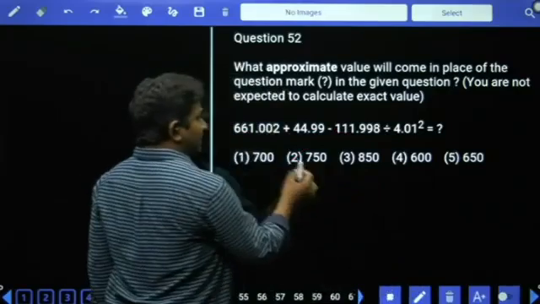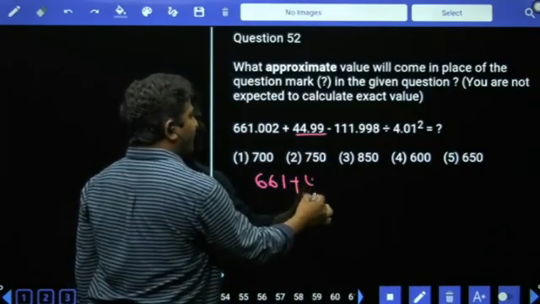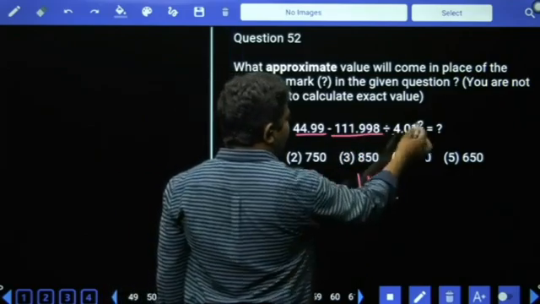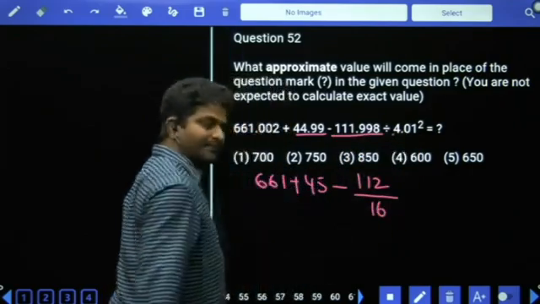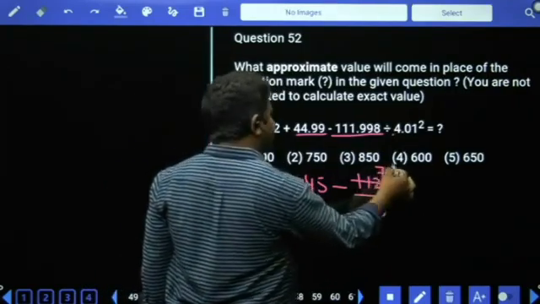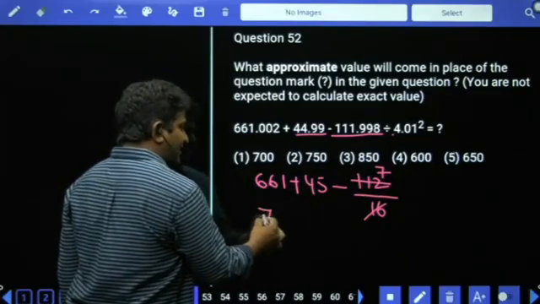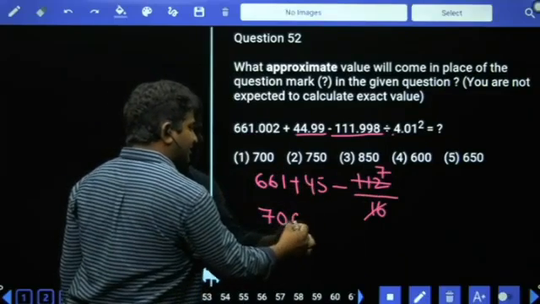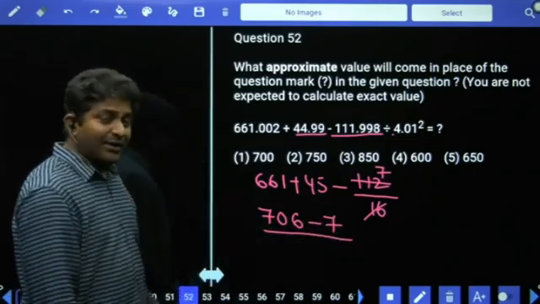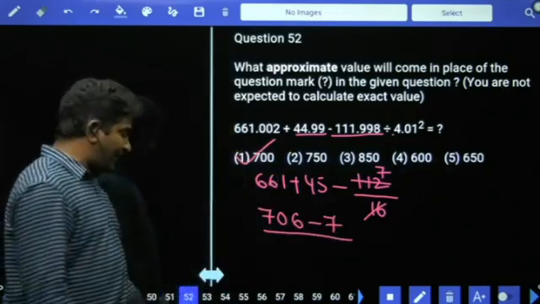Now we have 661 plus 45 minus 112 divided by 4 square, which is equal to 16. 16 is exactly 7 times here. 660 plus 40, 706 minus 7. So when you calculate this value, it gives you 699. As it is approximate, we can go for 700 as the first option.